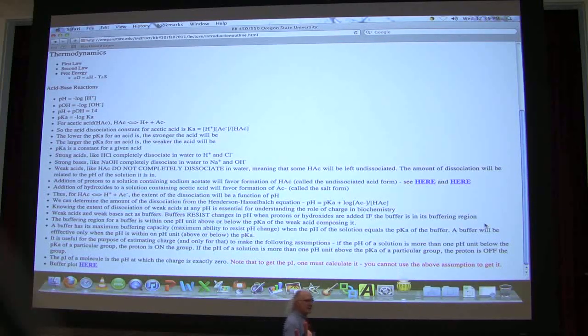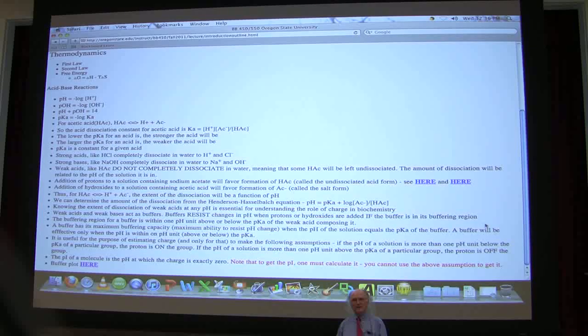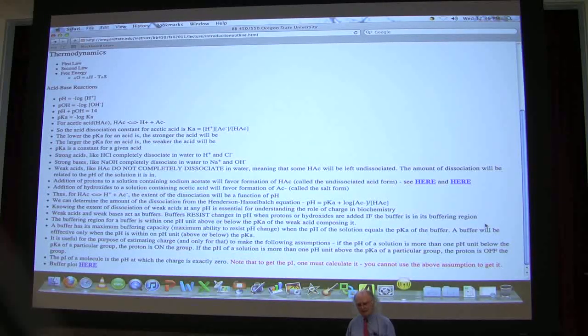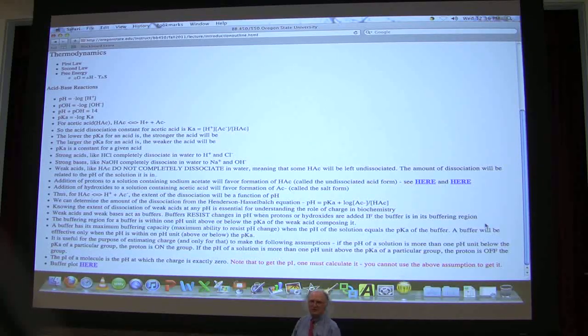Yes? So regardless of the concentration of the buffer, the capacity won't change for a specific acid. I'm not sure I understand the question. Let's say you have 0.1 molar versus 0.05 molar. The capacity is going to stay the same. The capacity is defined by the salt and acid that's there. So if I add more than that of strong acid or strong base, I'm going to exceed its capacity.